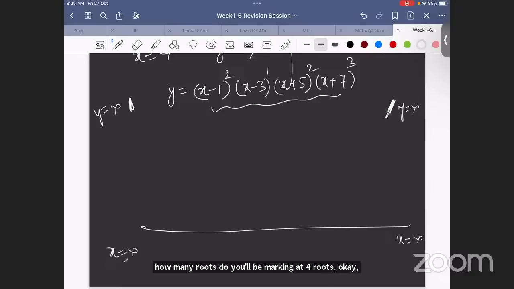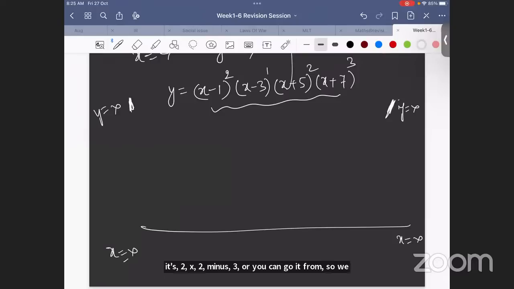You start with infinity and you have to go there, so you have to plot the function basically. To plot the function, you can go from x equals infinity to x equals minus infinity, or you can go from x equals minus infinity to infinity. So we can start from anywhere. Let's start from here.